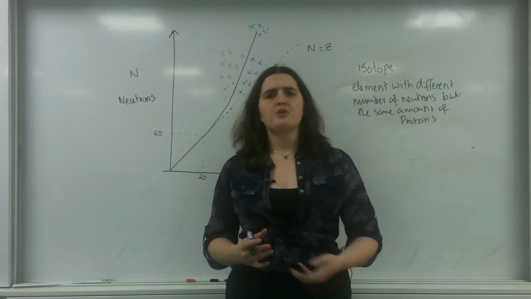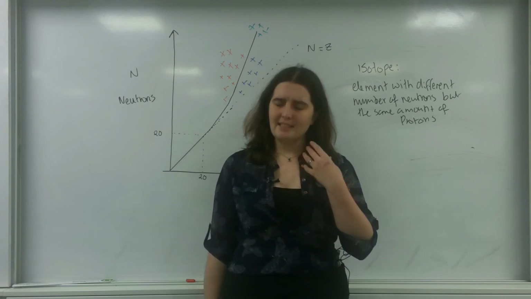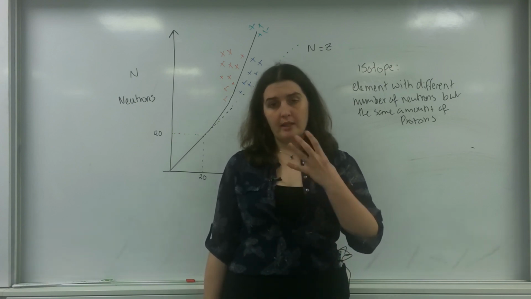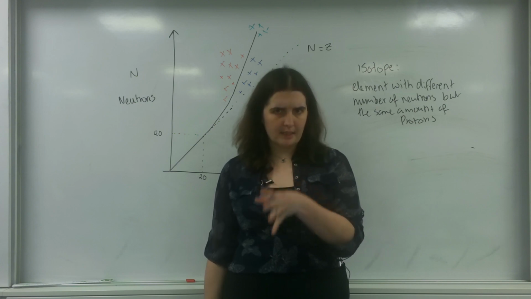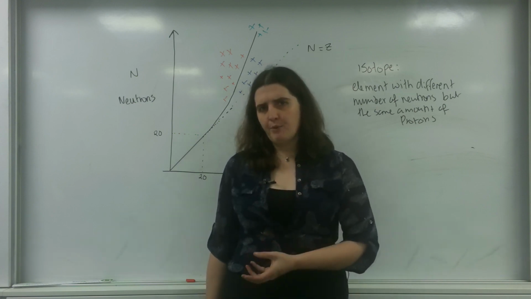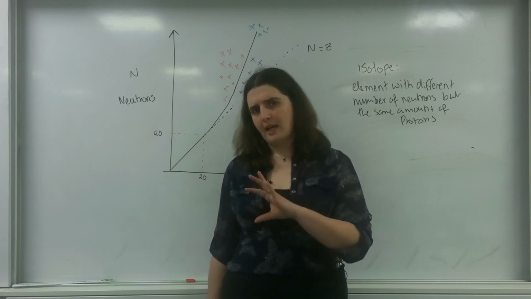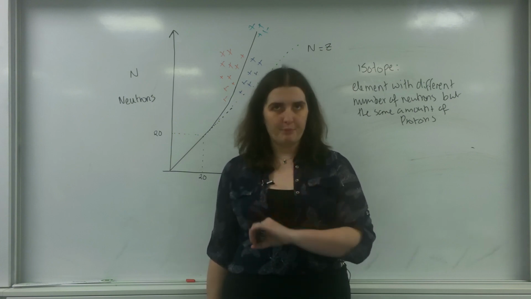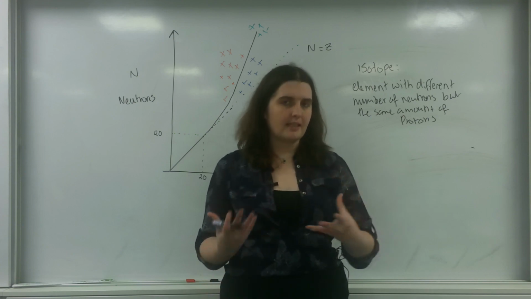So if you see carbon 12, carbon is stable when its atomic mass number is 12, so it has 6 protons and 6 neutrons. Oxygen 16 is stable when it has 8 protons and 8 neutrons, so 16 in its mass number.